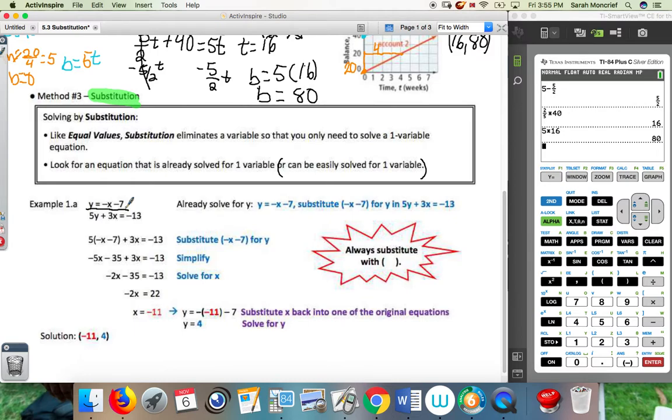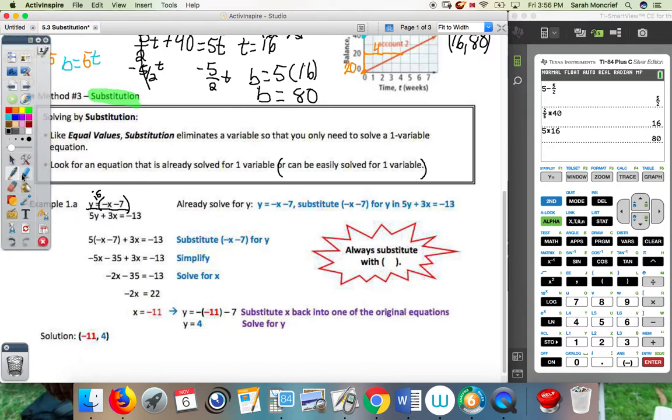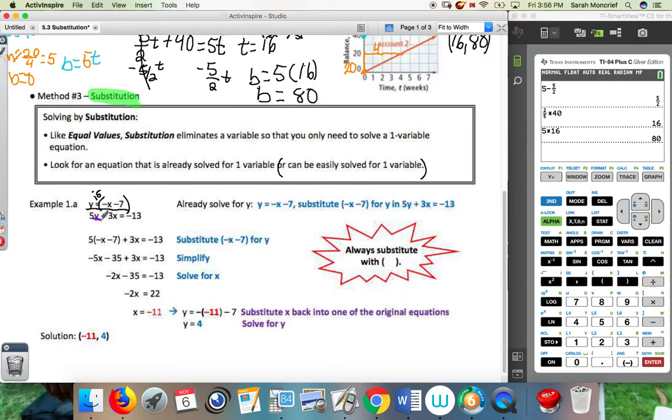Since we have this one, anywhere we see y in the next equation, we will plug this in. We will plug the other side of the equal sign in. That equal sign is saying y is that. So anywhere we see y, we can replace it with negative x minus 7. So where do you see y in 5y plus 3x is equal to negative 13? Right here.